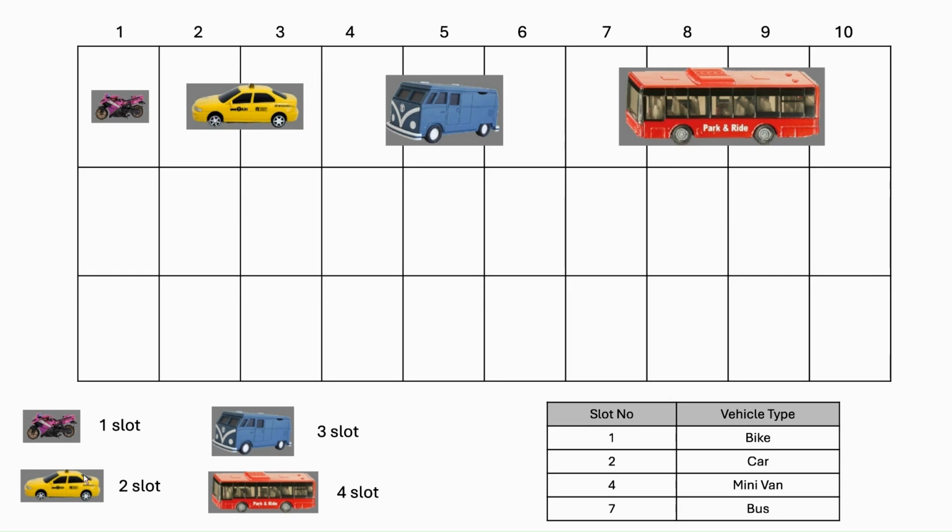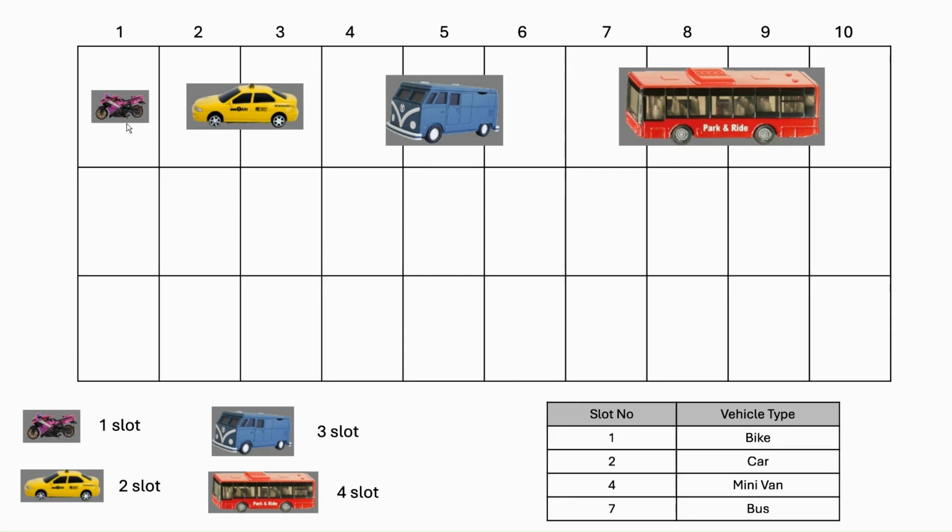And what we did is we created common knowledge like this. Bike takes one slot, minivan takes three slots, car takes two, and bus takes four slots. We created general information like this. We keep that information in our area, in our site, right?